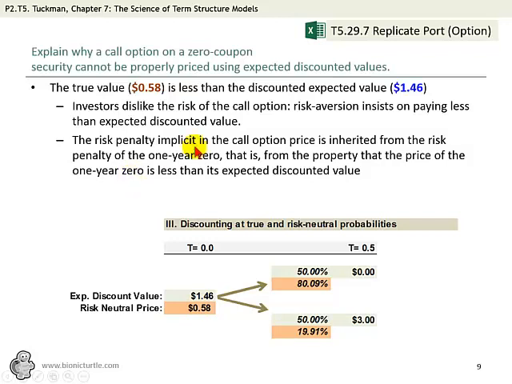Well, the primary way to reconcile that is to recall that the expected discounted value really just took the weighted average and discounted it. And so there's really no risk aversion in that. And so Tuckman says that investors dislike the risk of the call option. They would probably pay less than the expected discounted value. So it should match some intuition that we want to pay less than this to the extent that we're risk averse.